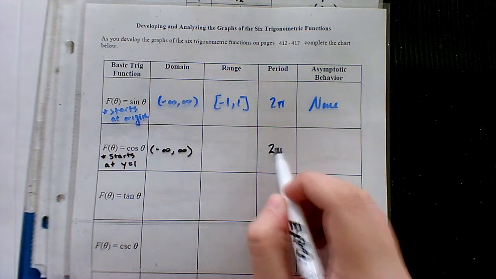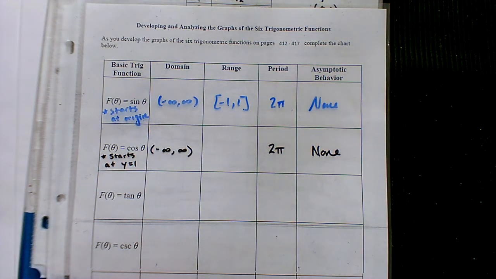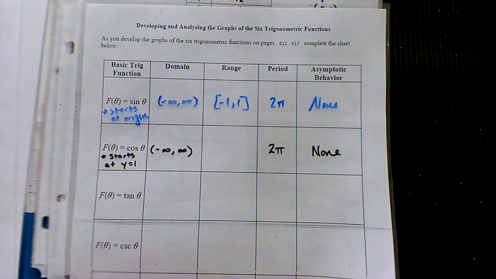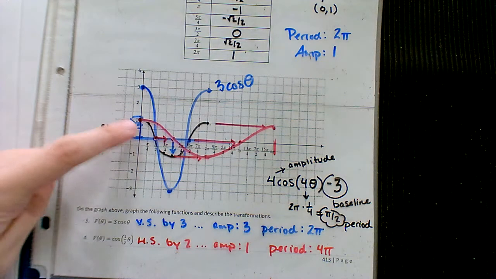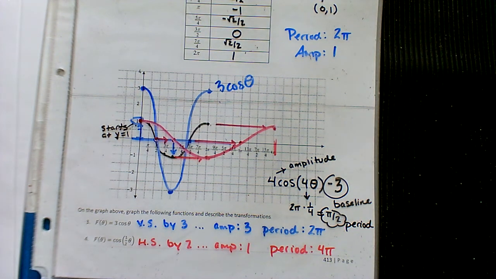Let's see, cosine also had a period of 2 pi. There were no vertical asymptotes. What about the range of cosine? If you take a look at our original black graph, before we transformed any of it, how low or high did it go?